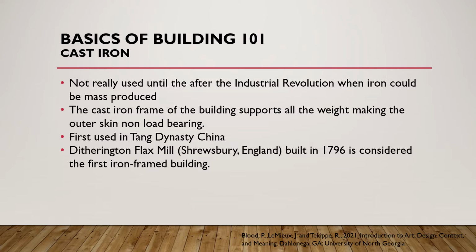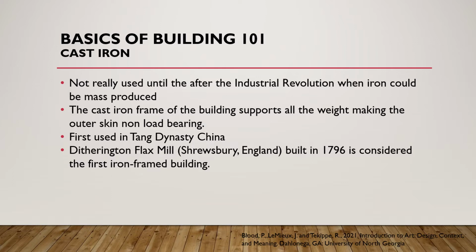Now, cast iron was first used back in the Tang Dynasty, which was 618 to 904 AD. It did not become a real popular building material until the Industrial Revolution made it possible to be mass-produced. Now, cast iron gives a building a skeleton, which was the load-bearing portion of a building.